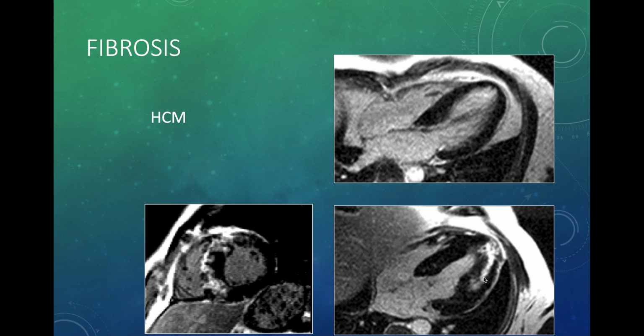Again, fibrosis usually in HCM is patchy and mostly in the hypertrophied areas.